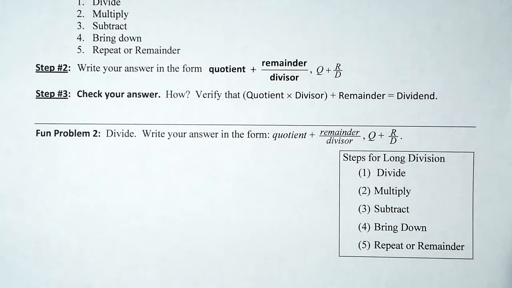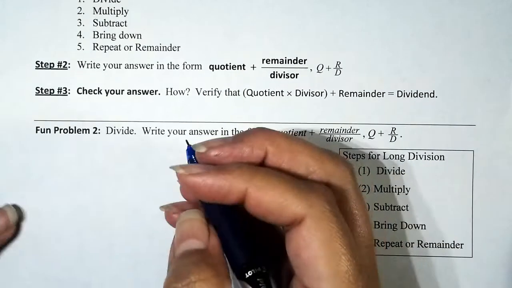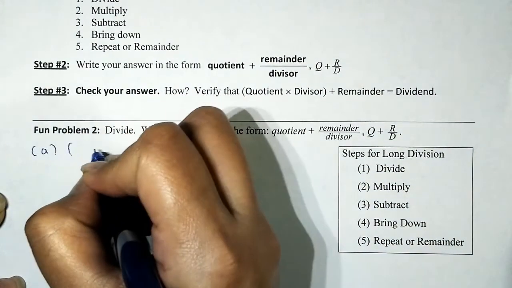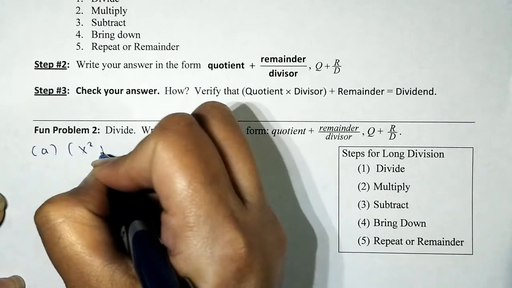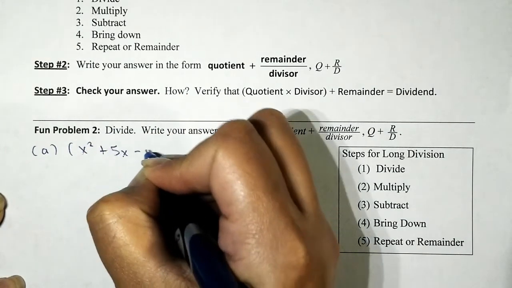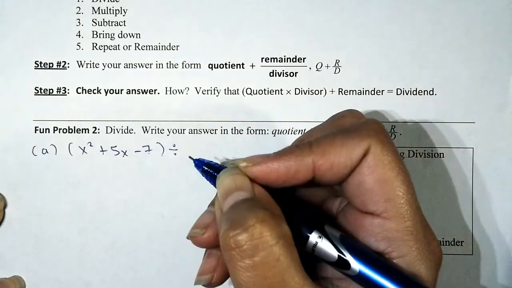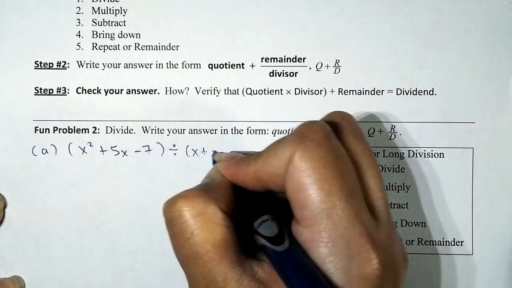Okay, so we have 3 problems. None of them are typed, so I guess they're all a mystery. So we have open parenthesis, x squared plus 5x minus 7, close parenthesis, and we want to divide that by x plus 3.